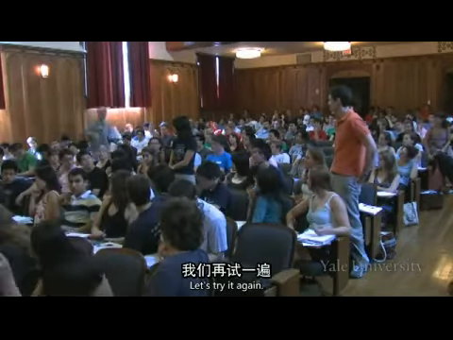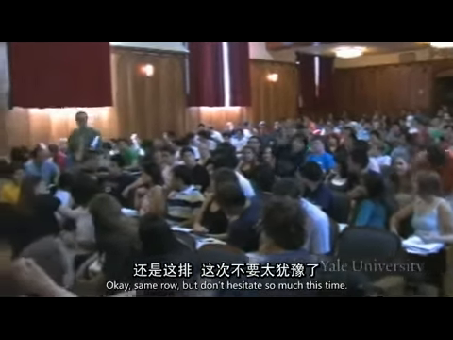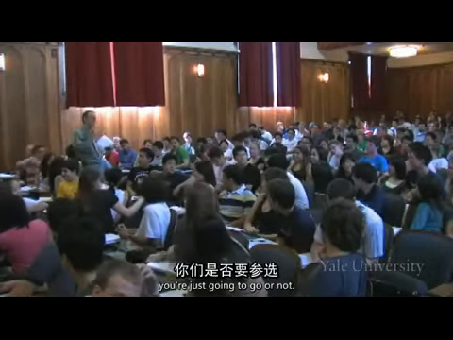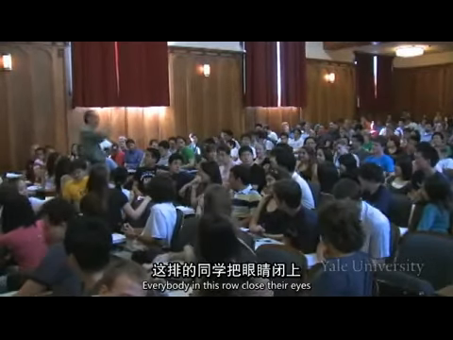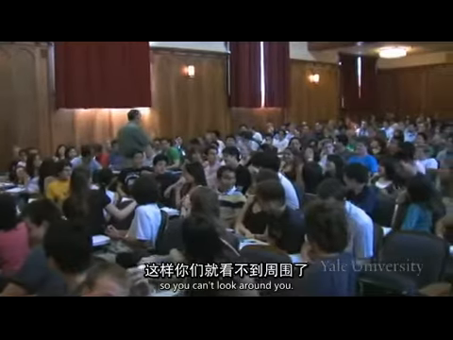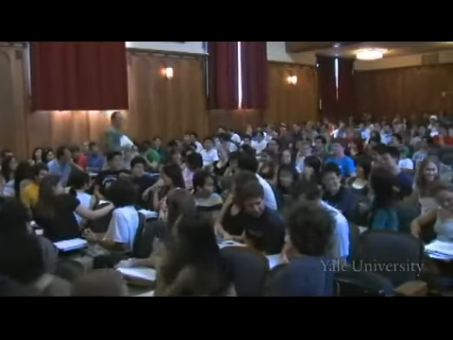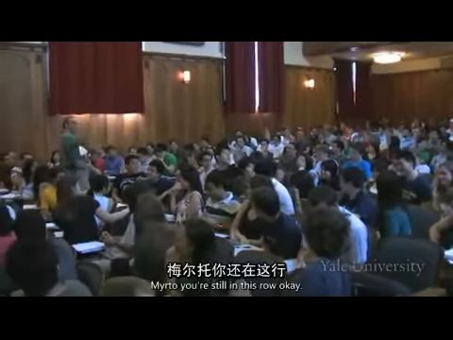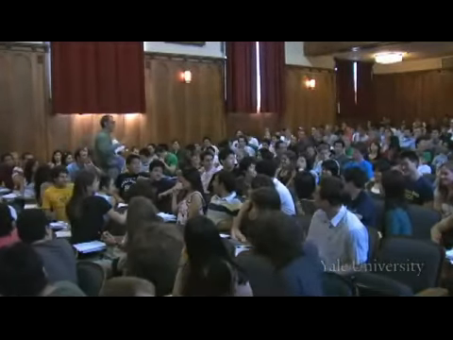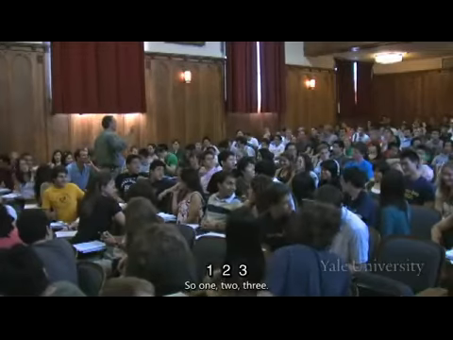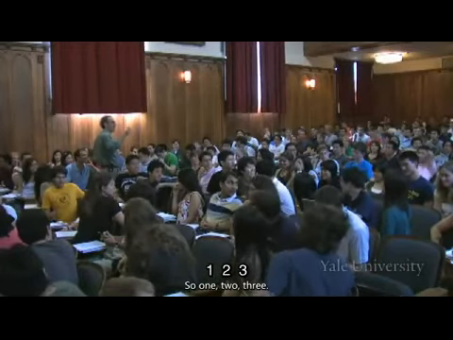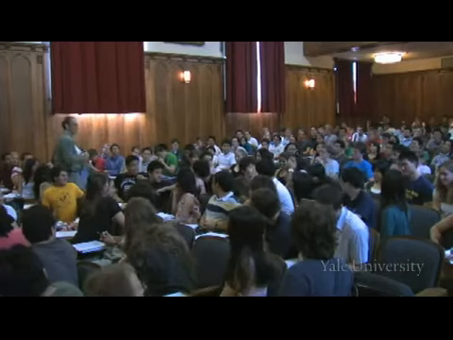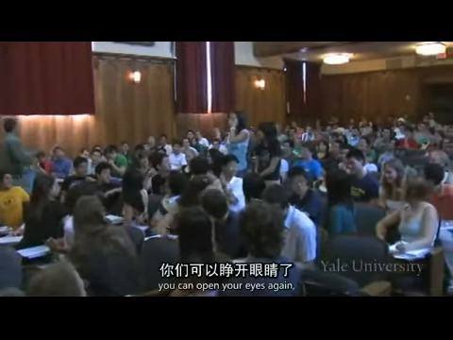Everyone see that? Let's try it again, okay? Same row, but don't hesitate so much this time, right? Count of 3, you've got to just go or not. Everybody in this row close your eyes, so you can't look around you. We can do all sorts of nasty things. Mercy, you're still in this row, okay? All right? So, ready? 1, 2, 3. All right, you can open your eyes again.